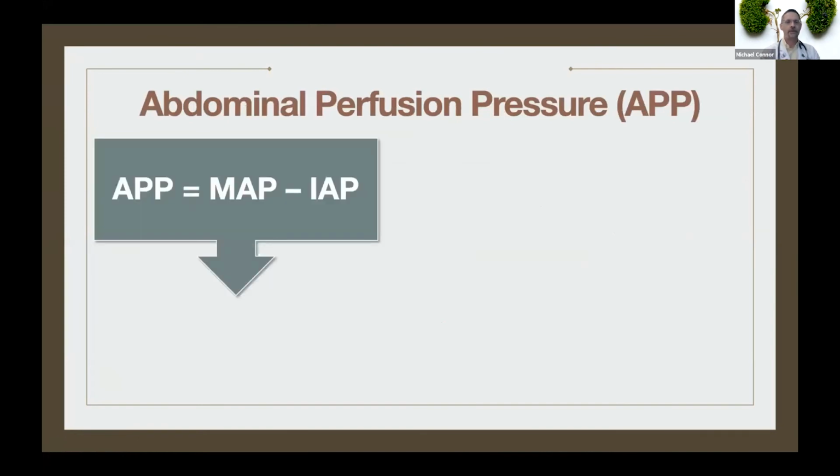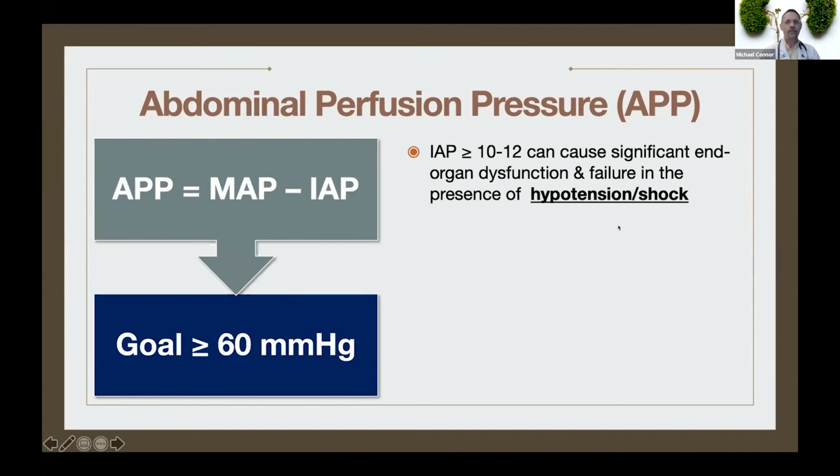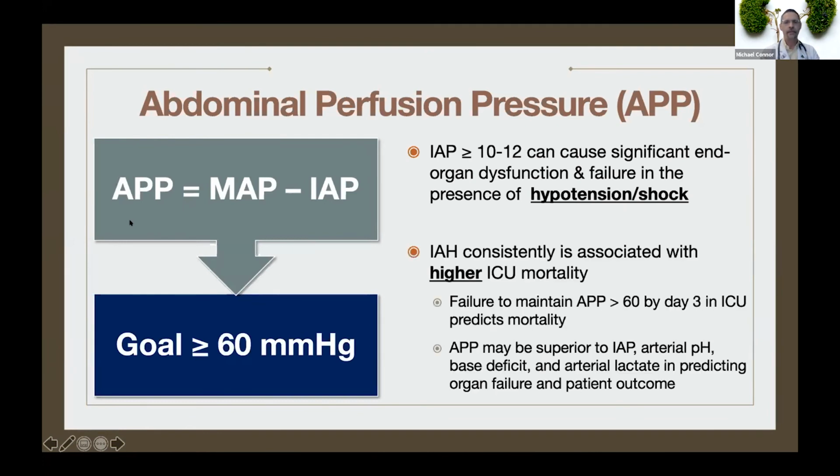What about abdominal perfusion pressure? Well, that's MAP minus your intra-abdominal pressure, and the goal is greater than 60. We know that intra-abdominal pressures that are even only slightly elevated when paired with sepsis and hypotension can cause organ perfusion problems, because if MAP is low and intra-abdominal pressure is mildly high, then abdominal perfusion pressure can fall below 60. And we know that intra-abdominal hypertension is consistently associated with higher ICU mortality, and an inability to maintain abdominal perfusion pressure strongly predicts mortality.